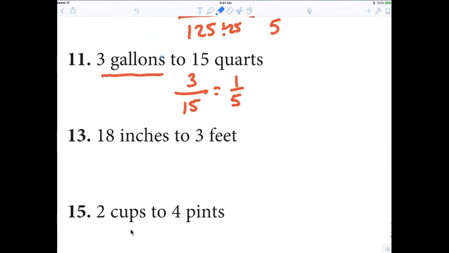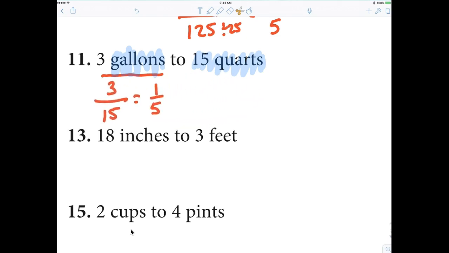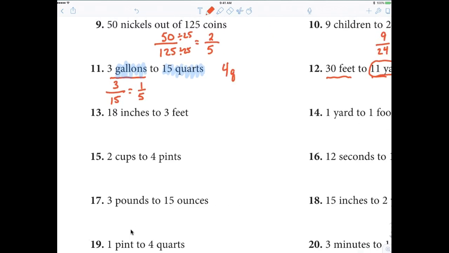Because there's a relationship between quarts and gallons, we're going to go ahead and fix this. I'm not saying this is the wrong answer, I'm just saying there's a better answer. And that better answer is for you to tell me that 4 quarts is equal to 1 gallon. Since there are 4 quarts to 1 gallon, and we have 3 gallons, each gallon contains 4 quarts. That means you have 3 times 4, or 12 quarts, to 15 quarts. Then you just reduce, right? So we're going to divide by 3. I think the better answer is 4 to 5.